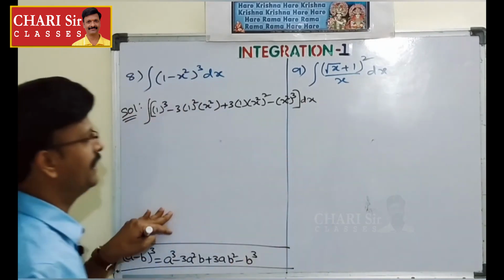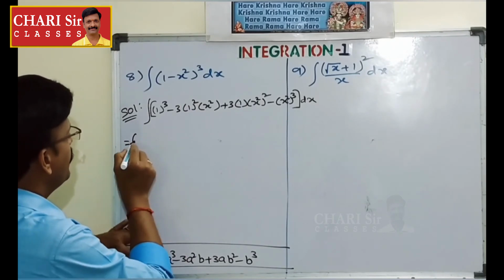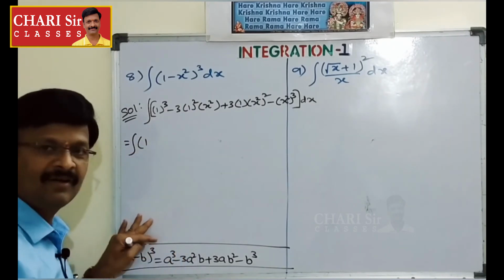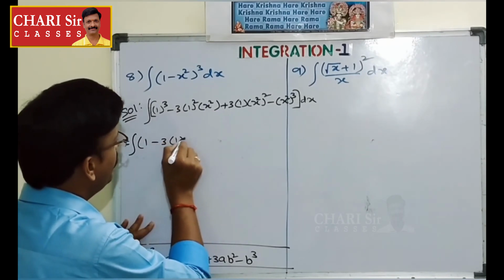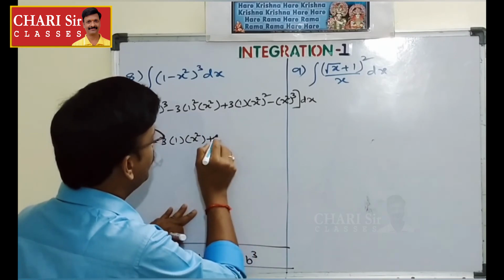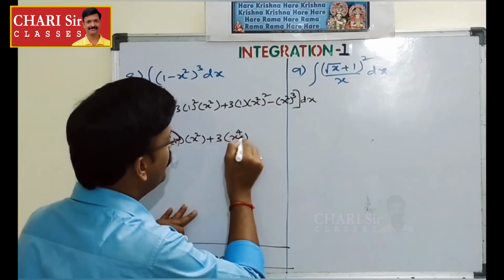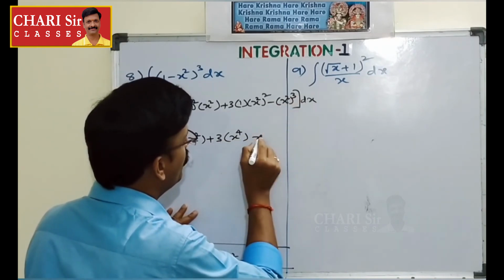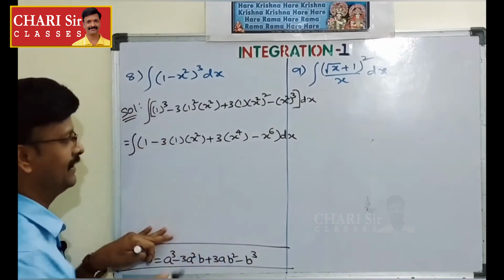We can write the dx like this. So now that is equal to integration of 1 cube, which is nothing but 1, and minus 3 into 1 square is 1 into x square as it is, plus 3 into 1 is 3, x square whole square, that is x to the power of 4, minus x square whole cube, that is x to the power of 6, and the whole dx like this.